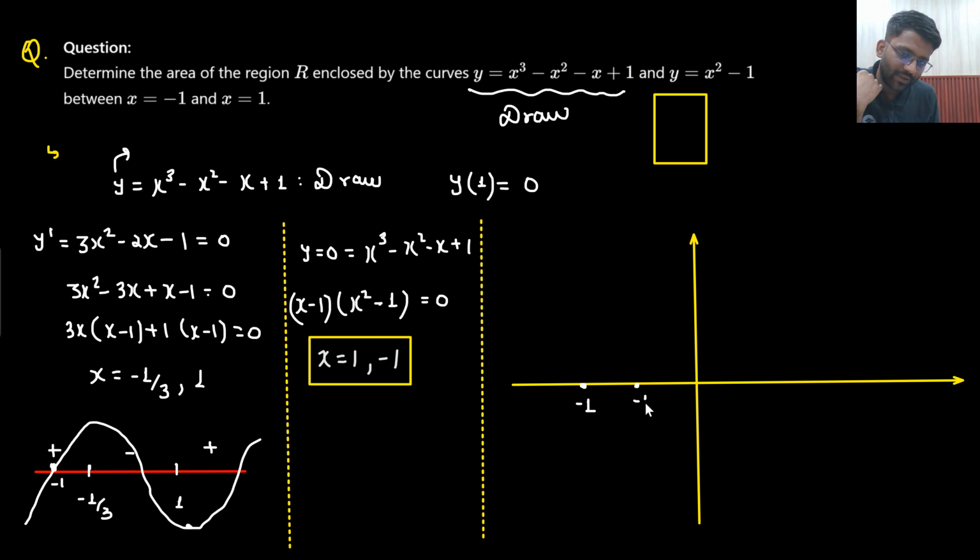At minus 1 by 3 you will get maxima. At x equals 0 the value will be 1. You can find the value of y at x equals 0, the value will be 1 only. So here at x equals 0 the value will be 1.